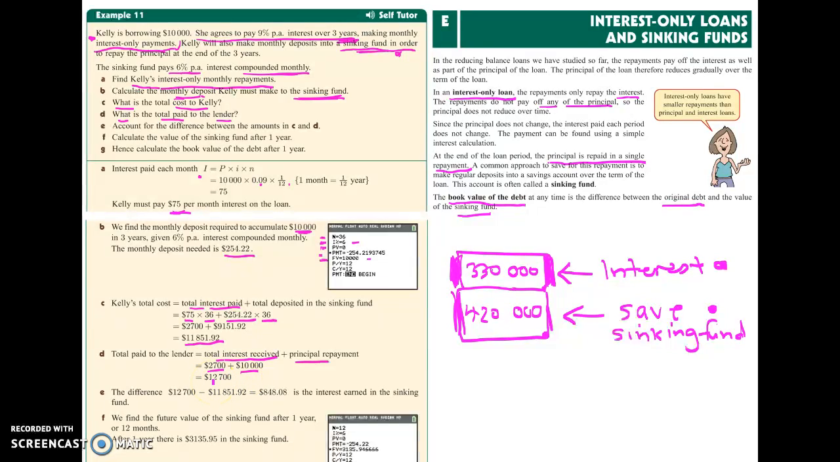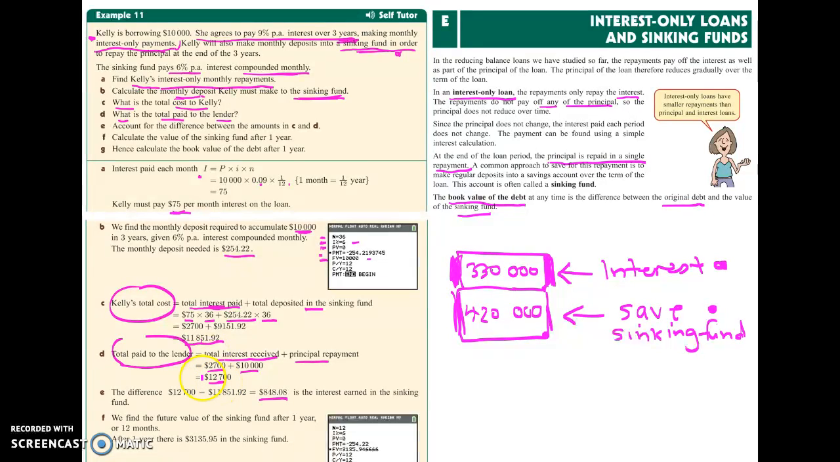Now, the last part E, account for the difference between the amounts in C and D. Now, in part C, that's how much Kelly had to pay, so that's her interest-only account and her sinking fund. And then in part D, that's what's paid to the lender, which is this amount. So look at the difference between these two. So find the difference between them, and you can see that the difference is $848.08, and that's because her account that she has earned her some interest. So her sinking fund basically earned her this much interest, and that's why there's a difference between them.